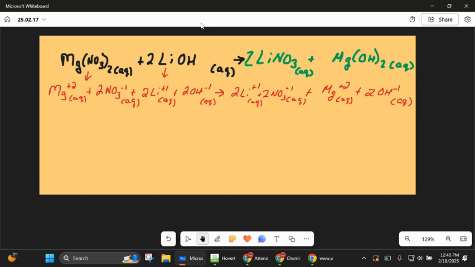So in reality, in this reaction, nothing actually happens. The magnesium ions at the start are magnesium ions at the end. The nitrate ions at the start are still nitrate ions at the end. The lithium ions here are still lithium ions here. And the hydroxide ions are hydroxide ions. In this reaction, nothing would happen. You could literally cross everything off that is the same on both sides and you will be left with nothing. Nothing. That means there's no reaction.